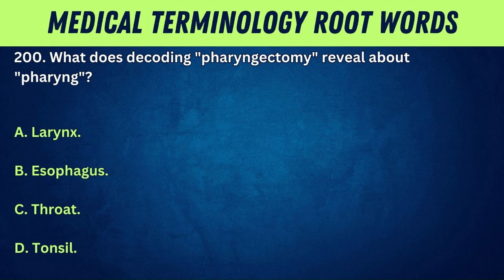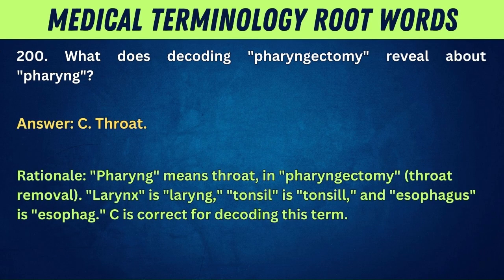200. What does decoding pharyngectomy reveal about pharynx? A. Larynx. B. Esophagus. C. Throat. D. Tonsil. Answer: C. Throat. Rationale: pharynx means throat in pharyngectomy, throat removal. Larynx is laryng, tonsil is tonsil, and esophagus is esophag. C is correct for decoding this term.